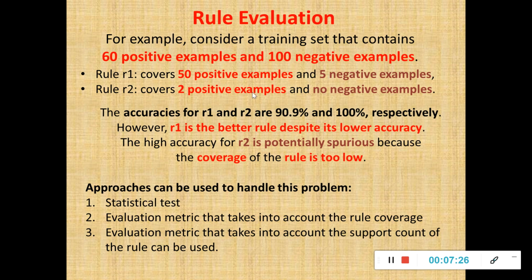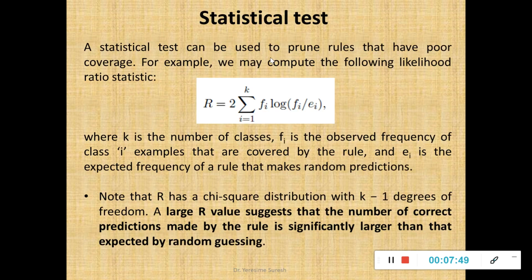So in such cases, how to overcome this drawback? We have 3 approaches. One is the statistical measure. The second one is an evaluation metric that takes into account the rule coverage, and the third evaluation metric considers the support count of the rule. Fine. So how to solve this? We'll see by the methods. The very first method, with respect to your statistical test, is the R square method.